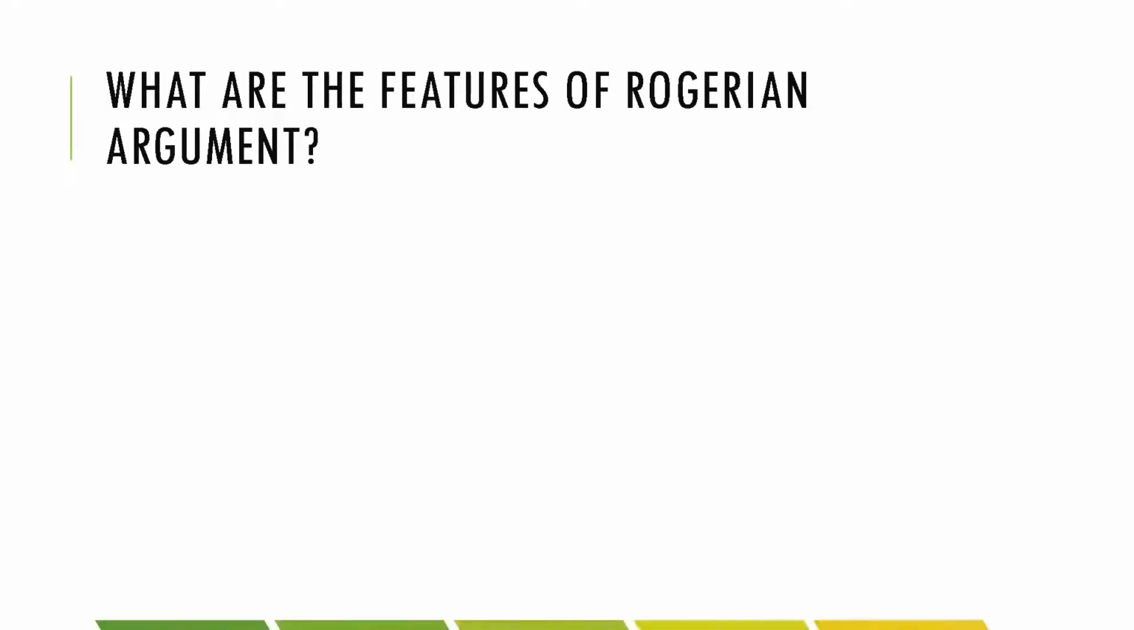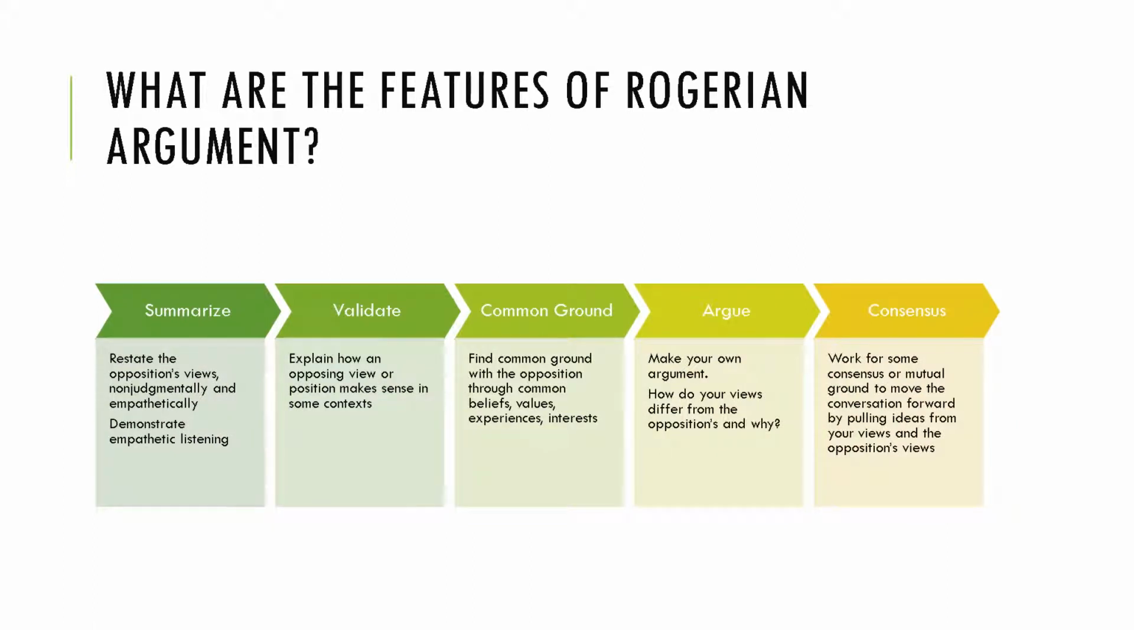What are some of the features of Rogerian argument? In other words, what are the steps you go through when you're making a Rogerian argument, going along with those goals? First, you're supposed to summarize somebody else's ideas or views. So you restate the opposition's views non-judgmentally and empathetically. That's pretty key. You can't just sarcastically say, oh, I hear what you're saying, here's what you're saying. You're supposed to non-judgmentally and empathetically demonstrate you're trying to understand somebody else's point of view. Again, you draw upon empathetic listening there.